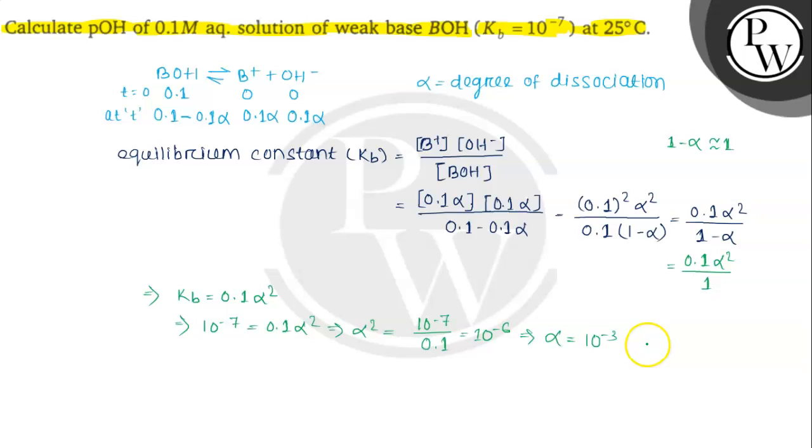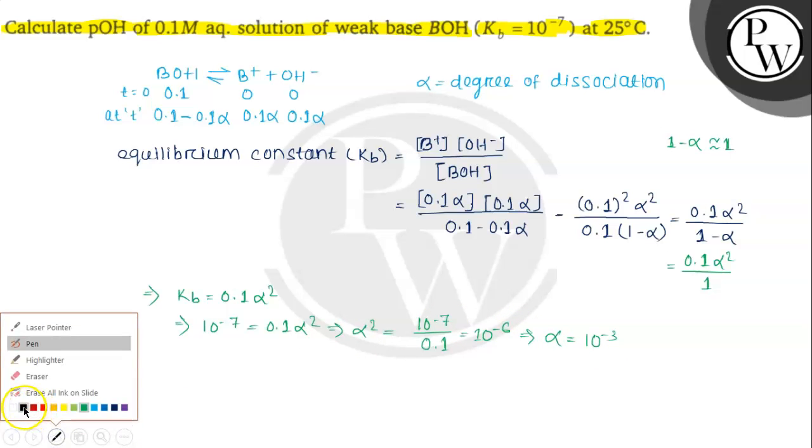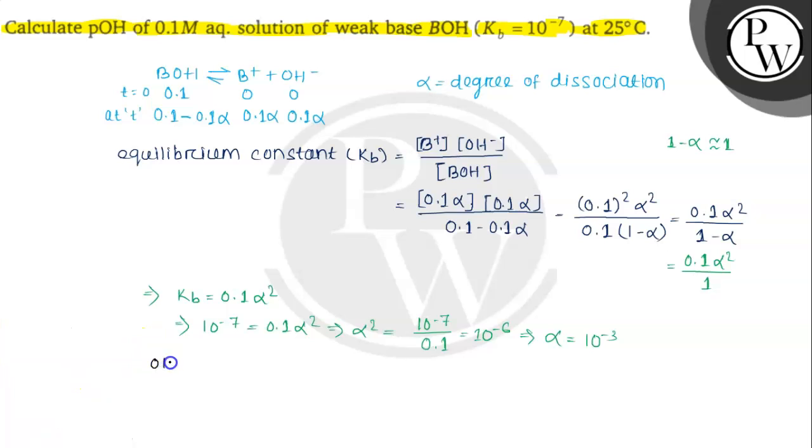But we have to find out the value of pOH. So for that we have to find out the concentration of OH minus. So concentration of OH minus will be 0.1 alpha. So 0.1 into 10 to the power minus 3. So it becomes 10 to the power minus 4.